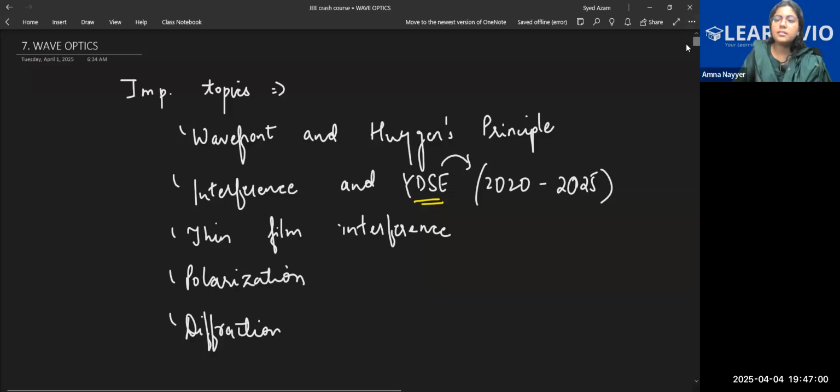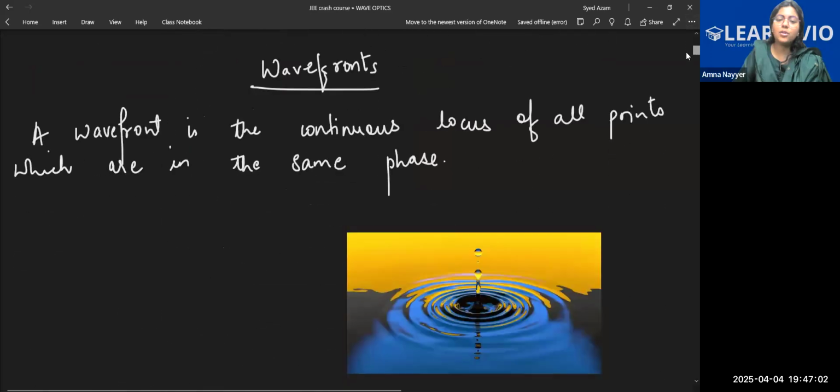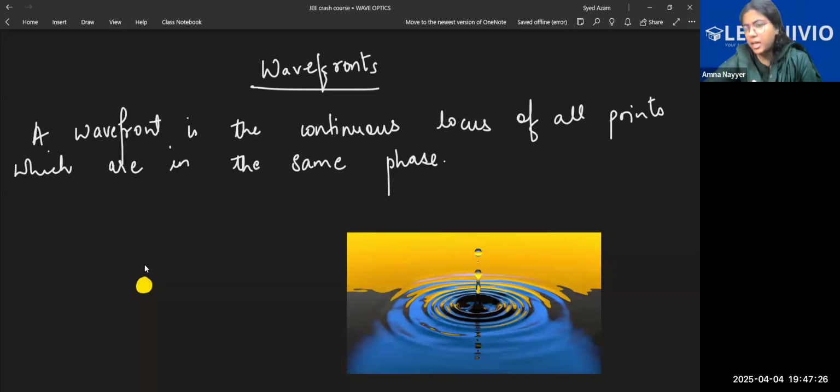Now, starting with the concept of wavefront, what is a wavefront? A wavefront is the continuous locus of all points which are in the same phase. Basically, let's say this is the centralmost locus. Now, when a wave is getting radiated, what were the points that were emerging? We have not done the dual nature chapter yet. Tomorrow we'll complete the modern physics unit, so we'll discuss that time also. Wave and particle nature both exist in electrons.